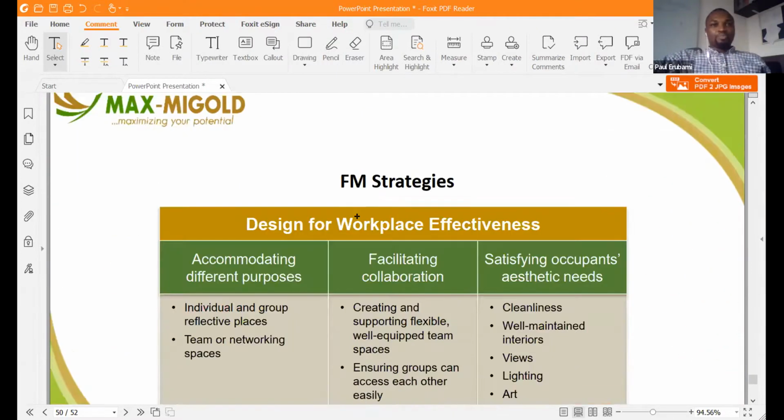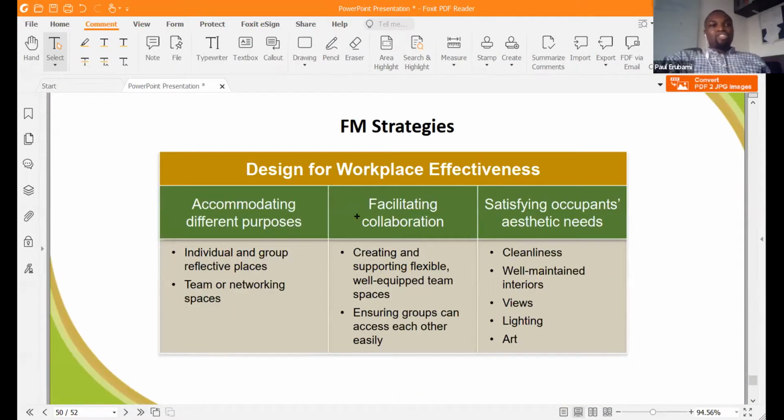So moving forward, still talking about facility strategy, design for workplace effectiveness. We have several strategies we can deploy: accommodating different purposes, facilitating collaboration, satisfying occupant aesthetic needs. What we are trying to say in these 3 points is you should design your workspace in such a way that it can work for different purposes. If I want to work as an individual, you should have a workspace that allows that. If we want to work as a team, we should have a workspace that supports teamwork and networking and the like.